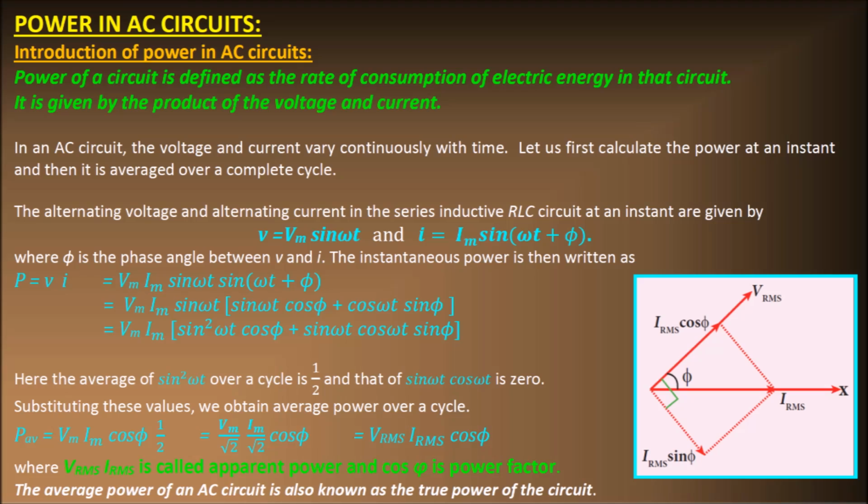நம்ம AC circuitல sinusoidal waveform பார்த்திருக்கோம். When time increases, the waveform also increases. It may increase in the positive cycle or decrease in the negative cycle. So the voltage and current vary continuously with respect to time in the case of an AC circuit. Let us first calculate the power at any instant and then it is averaged over a complete cycle.